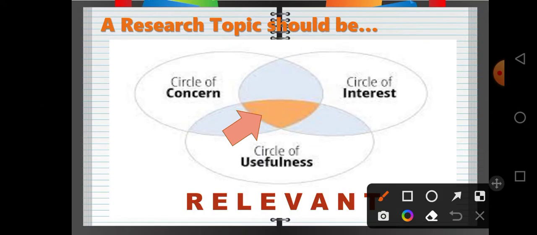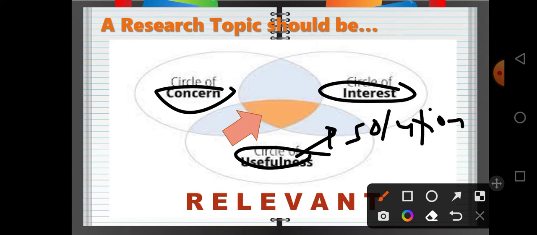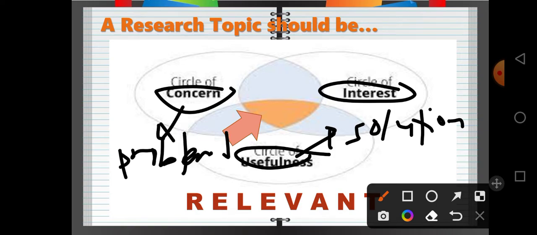Okay? So let us try to rephrase what's on our Venn diagram, to further emphasize how we can choose a research topic that is relevant. A research topic that interests the researcher should have usefulness to address the concern of our problem in our community. Whenever we say usefulness, it has the potential to provide solution to address our concerns or our problems.